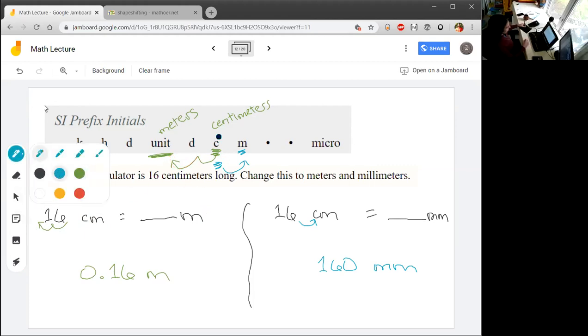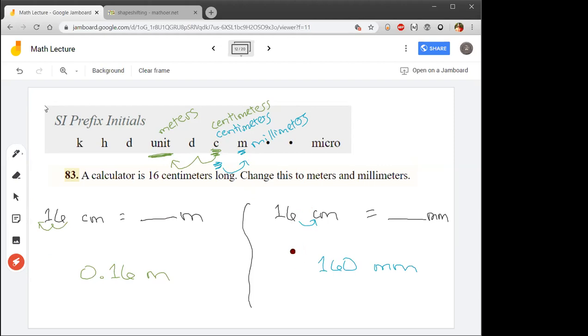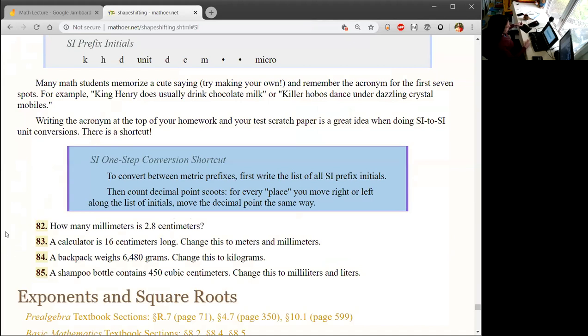On the other problem, we're still starting with centimeters. Now we're going to millimeters. This M is a milla, it's not meters. So going from centa to milla was 1 scoot to the right. So we did 1 scoot to the right and we had to put a 0 there. Okay, I get it. Okay, let's see if you get it. Your turn. There's still more for you.